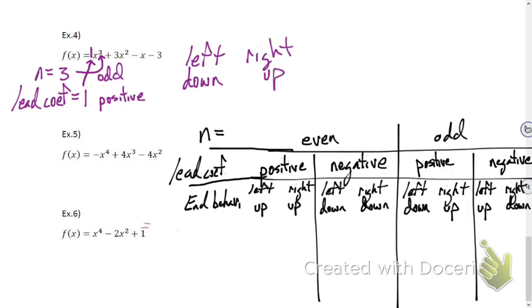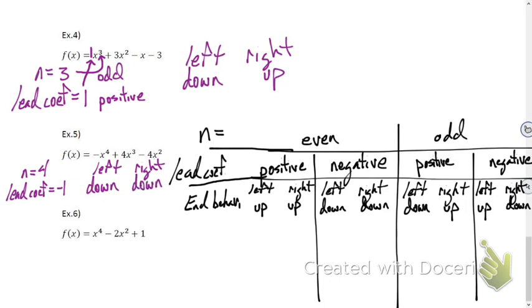Let's try number 5, or maybe hit pause and you guys do number 5 and 6 and see if you get the same as me. All right, number 5, n is 4. Lead coefficient is -1. That means on the left side, it is going down. And on the right side, it is going down.